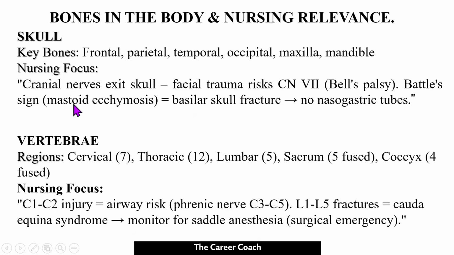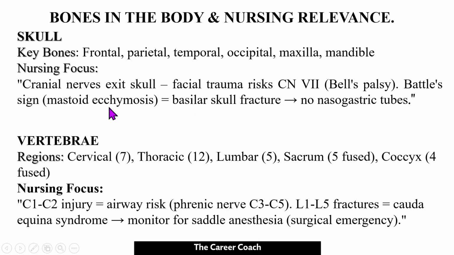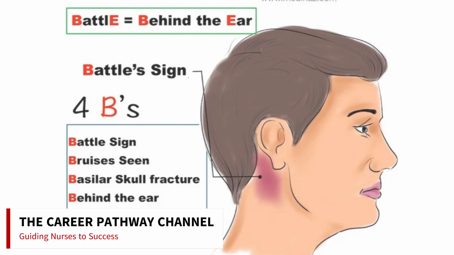Take note of this word, mastoid ecchymosis. Mastoid ecchymosis means the bruising appearance that appears on the mastoid bone. When there is a basilar skull fracture involving the temporal bone, this bruise will appear because the blood leaks from the fractured base into the tissues around the ears.